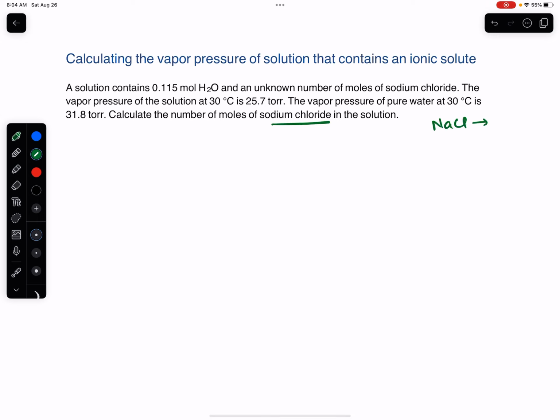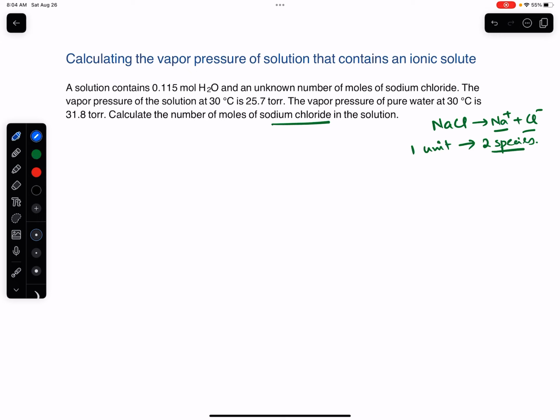So I want to just say out here that sodium chloride is NaCl and it dissociates to give Na+ and Cl- ions. And what that means is 1 unit of sodium chloride gives us 2 ions, so 2 species in solution. We're going to keep that in mind for a later part of the problem, when we have to figure out the number of moles of sodium chloride in the solution.